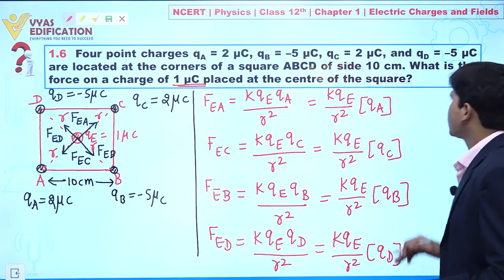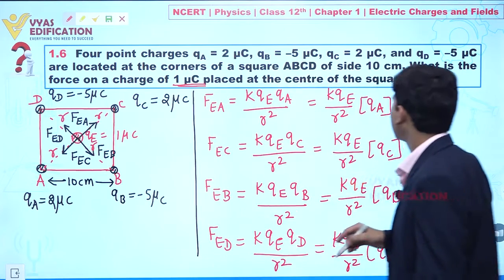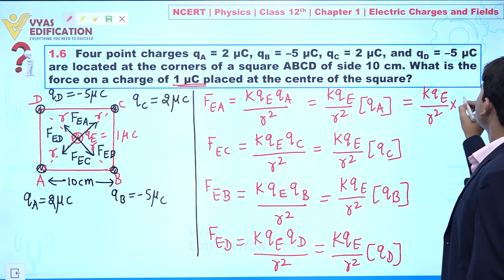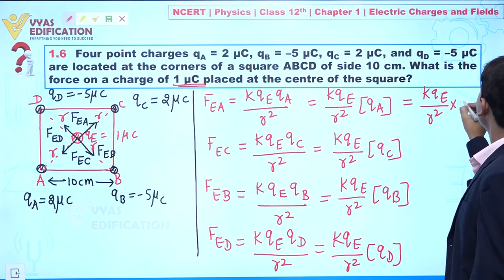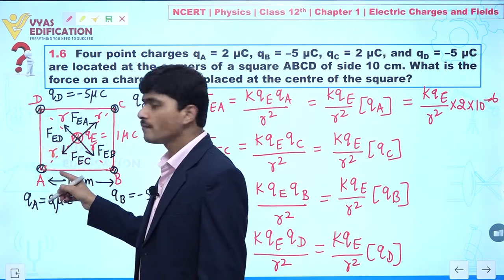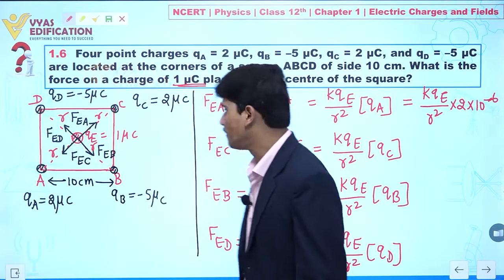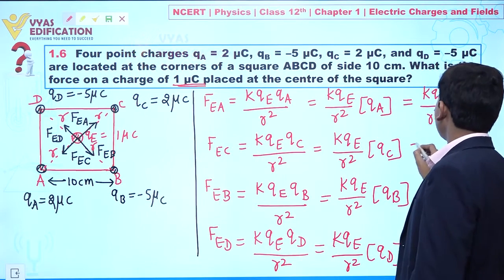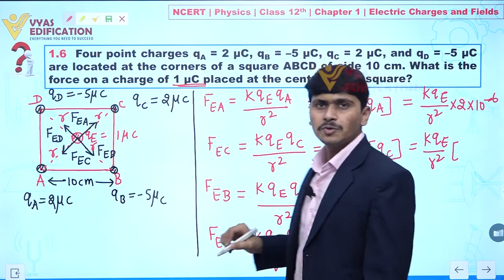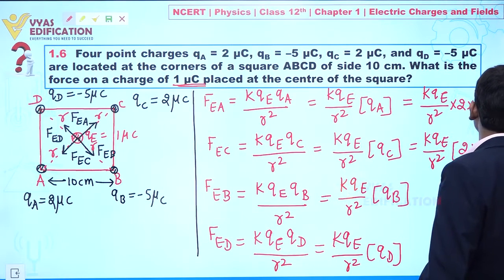Yes or no? So now you can see if we talk about A, we have charge 2 microcoulomb. So we can write like this: KQ_E upon R square, multiplied by 2 into 10 to the power minus 6. Clear? Now we are talking about F_EA. So first we observe what is the force acting, F_EC. Clear? So if we talk about F_EC, this is KQ_E upon R square. Now charge Q at point C is given 2 microcoulomb, so we can say 2 into 10 to the power minus 6.